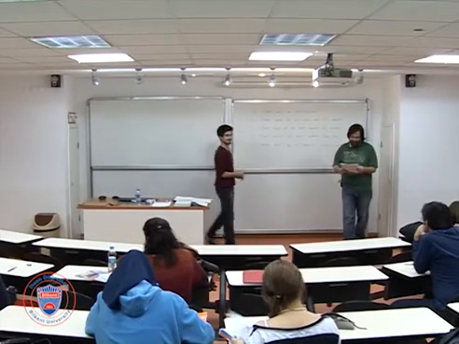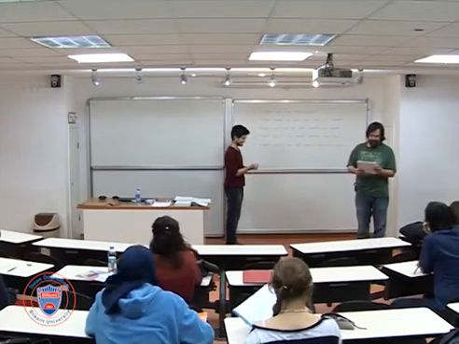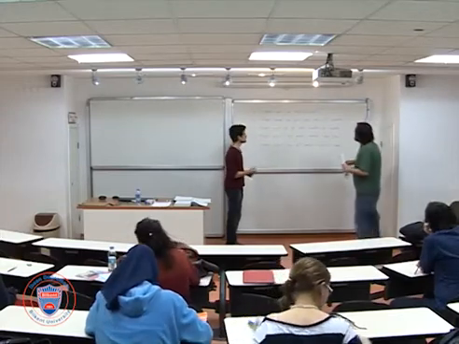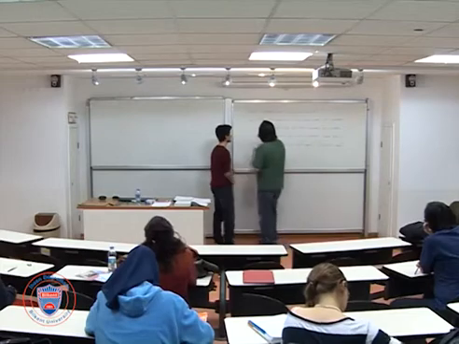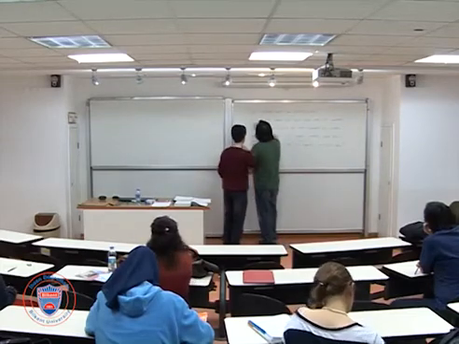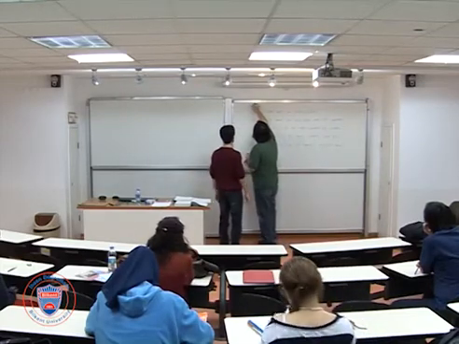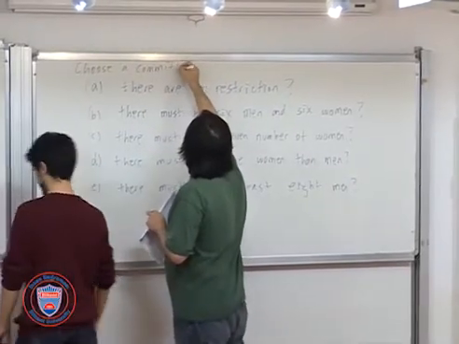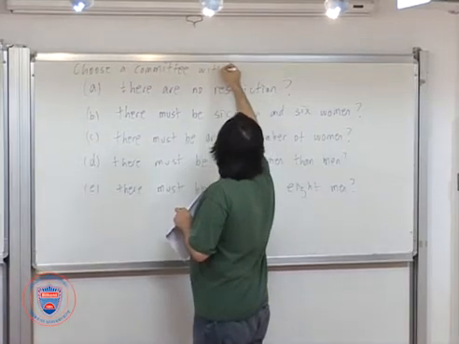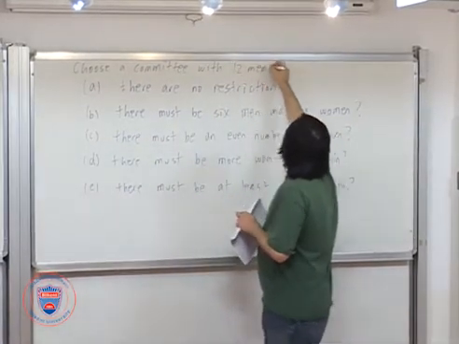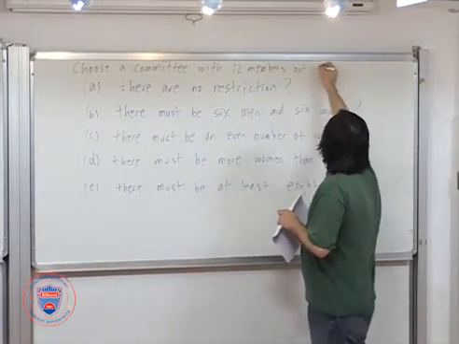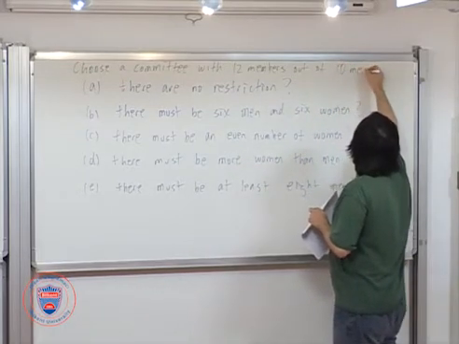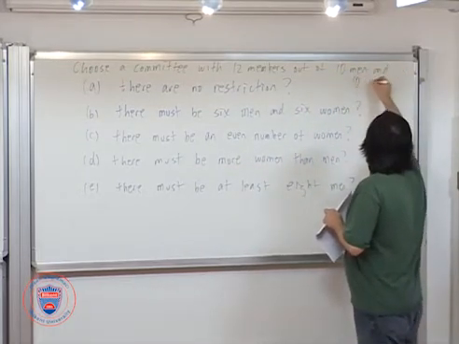Everyone remembers the question, right? You're supposed to choose 12 committee members. Let's write this on top maybe. Choose a committee with 12 members out of 10 men and 10 women.